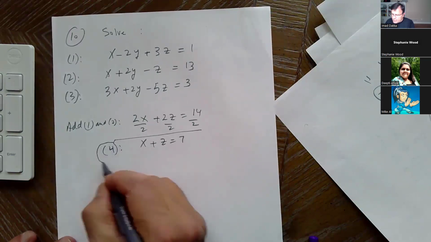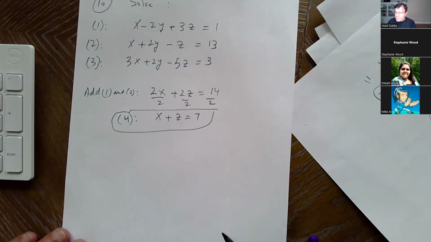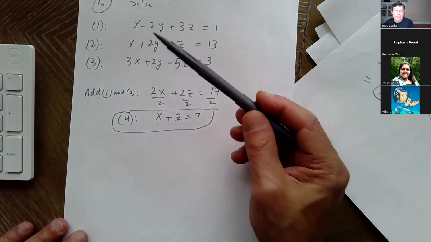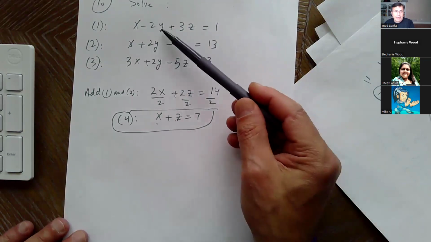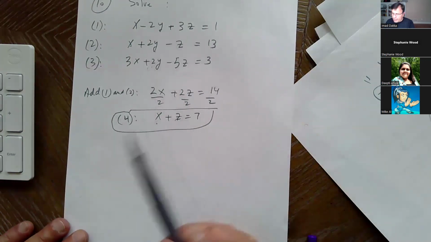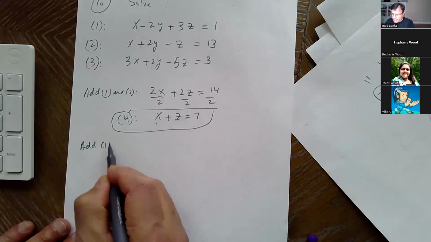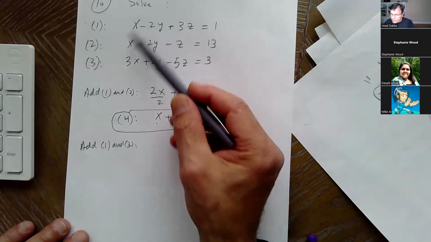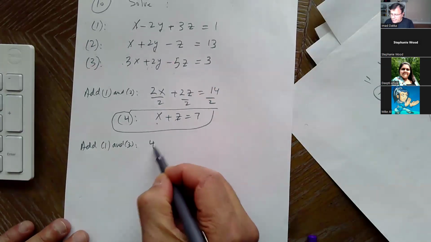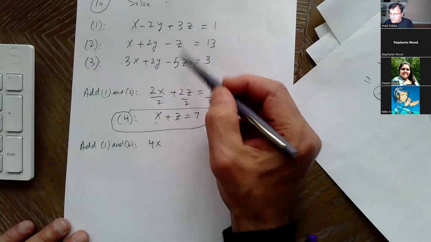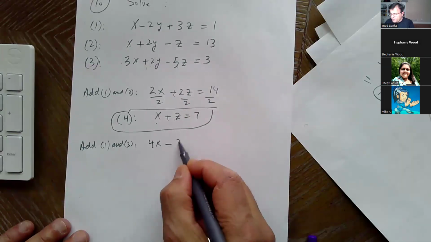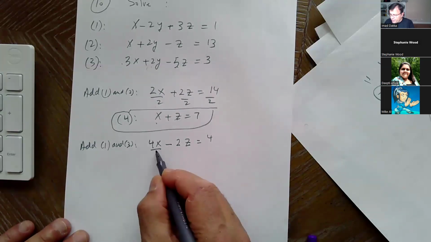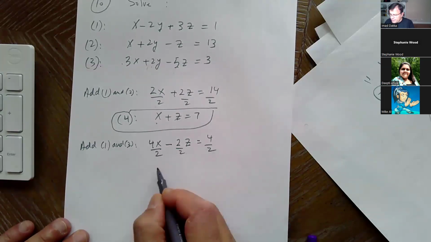I need another equation that looks like this, which means I need another equation that has x and z without y. So I already added 1 and 2. Now I could add 1 and 3. That way I can eliminate y. So 1 and 3, x plus 3x is 4x. The y's cancel out. 3z plus negative 5z is negative 2z. And 1 plus 3 is 4. Again, I can divide everything by 2 to make my life easier.